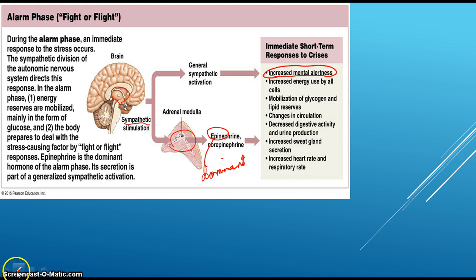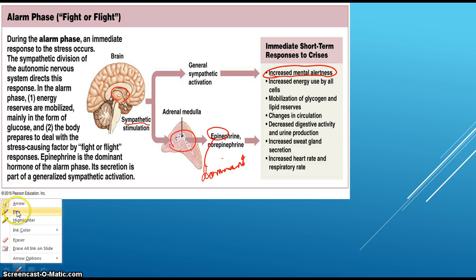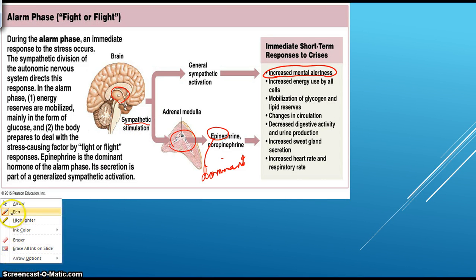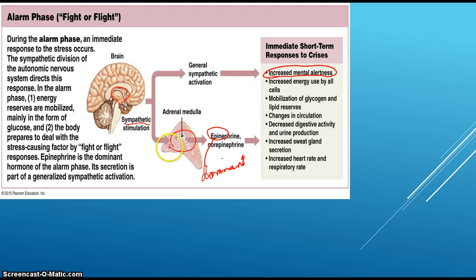The first phase of the general adaptation syndrome is the fight or flight phase, which we call the alarm phase. This is an immediate response to whatever the stressor is, and it is initiated by the hypothalamus, stimulating the sympathetic nervous system. That in turn is going to stimulate the adrenal medulla to produce epinephrine and norepinephrine, with epinephrine being the dominant hormone. Keep in mind that epinephrine and norepinephrine are also known as adrenaline and noradrenaline, and they have a dual role as both hormone and neurotransmitter.